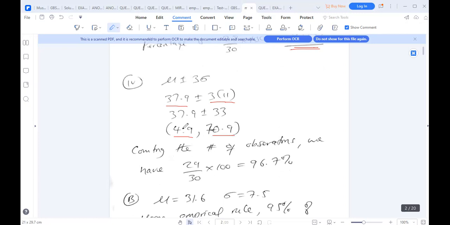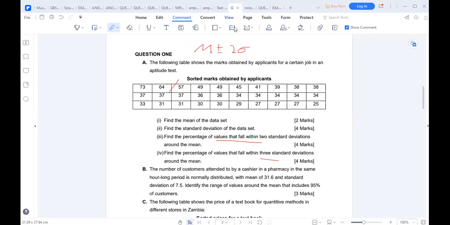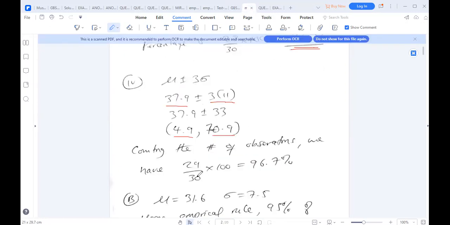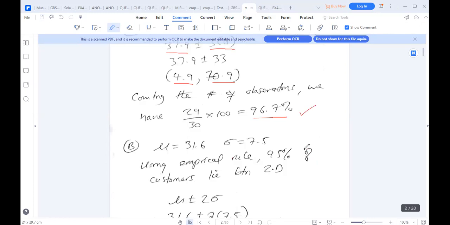So the range between 4.9 and 70.9, when you go literally checking them here, only 73 is not there. So all of them are there. So when you count them, you're going to find 29 out of 30 observations. So the percentage that will fall within that range will be 96.7. So this is the answer that we get, 96.7. Okay.